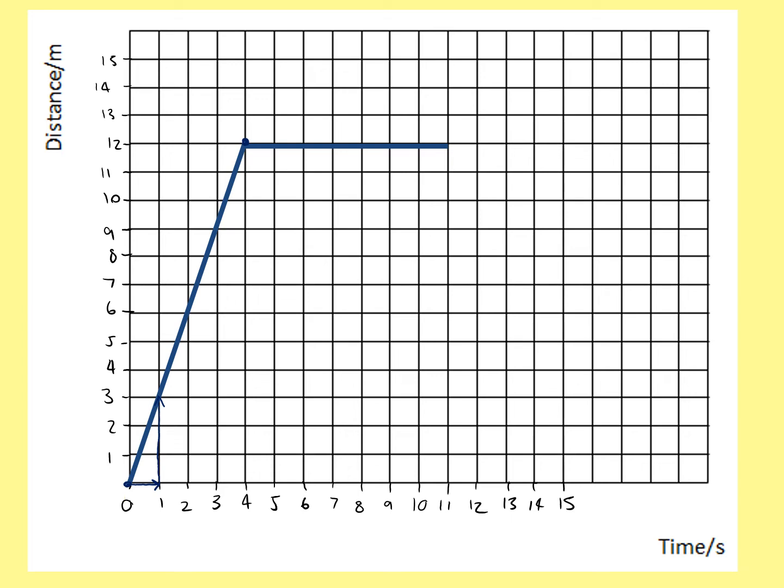Now let's have another look. After 2 seconds, so going across again to here and go up, leads us at 6 metres. So this object or person is moving 3 metres every second. And we can write that as 3 metres per second, like that. And that's for the first section, this section here.